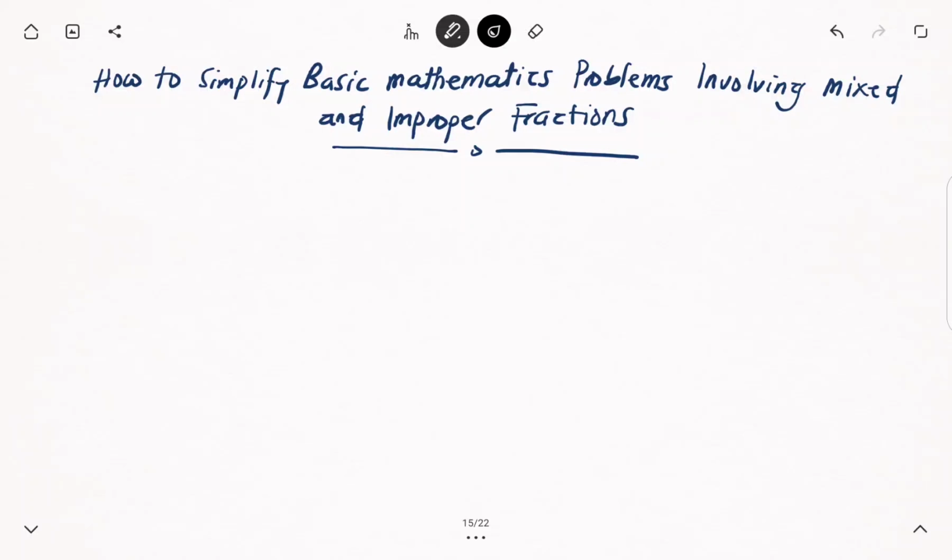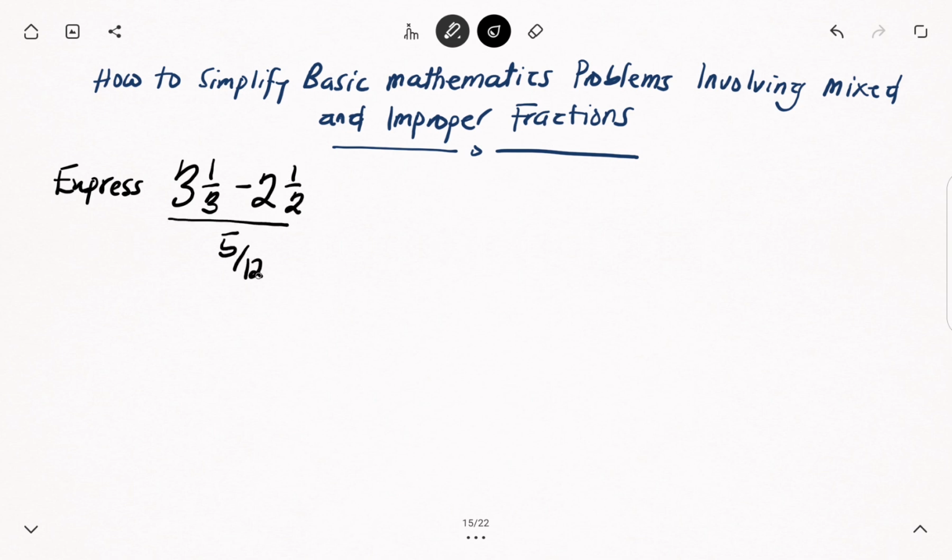So assuming we are to express 3 whole number 1 over 3 minus 2 whole number 1 over 2 on 5 on 12 in its simplest form. How do we solve this problem? So let's go ahead and look at the solution to this problem.